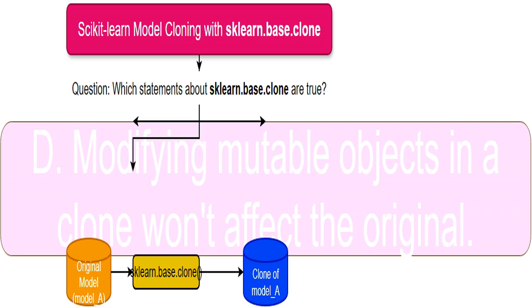This statement discusses the impact of changing mutable objects, like lists or dictionaries, inside a cloned model. It tests our understanding of deep versus shallow copying within the sklearn.base.clone function's context.